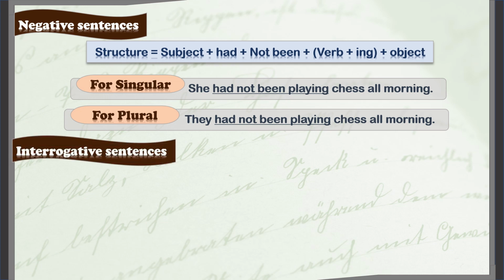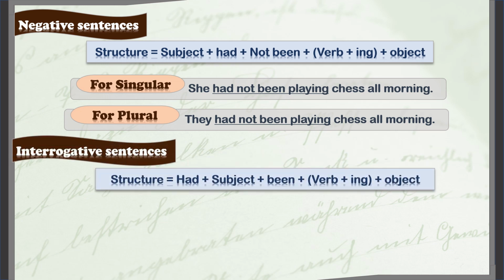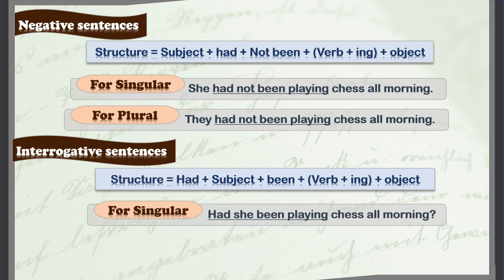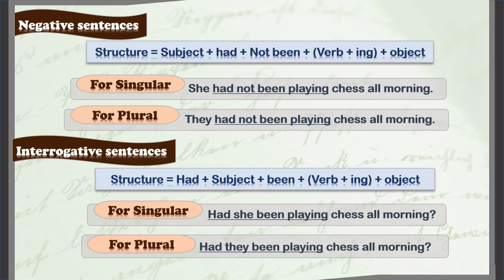For interrogative sentence, the structure is had plus subject plus been plus verb with ing plus object. Example for singular, had she been playing chess all morning? Example for plural, had they been playing chess all morning?